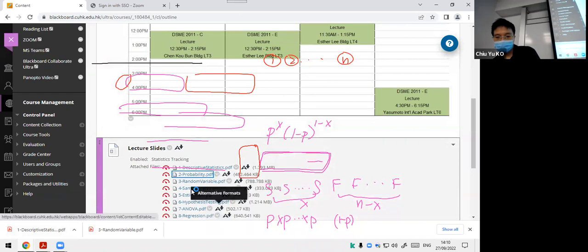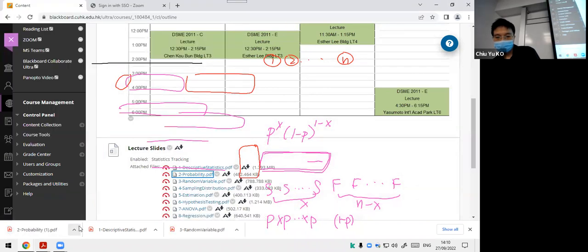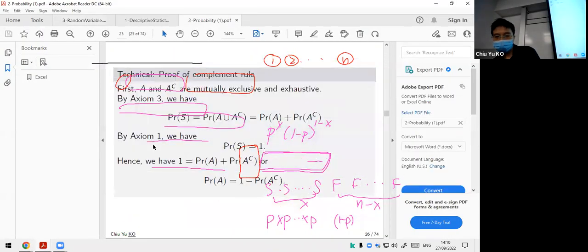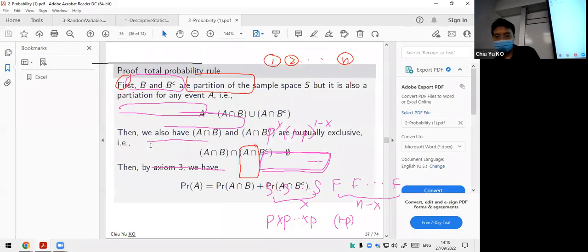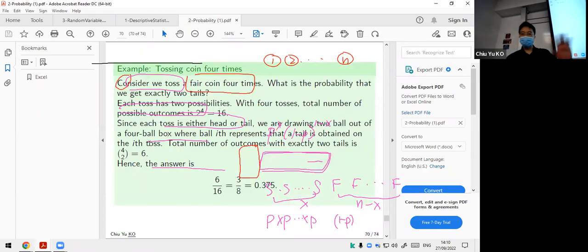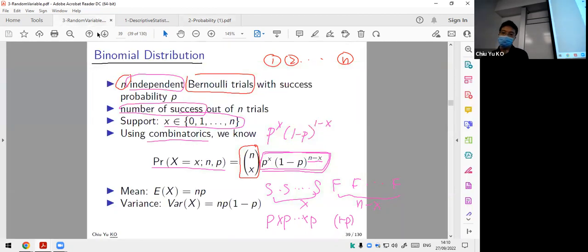If you don't fully remember, it's exactly coming from this particular slide. We toss the coin 4 times. How many ways can we get 2 successes? 4C2. This is exactly the same idea here. Is that okay?